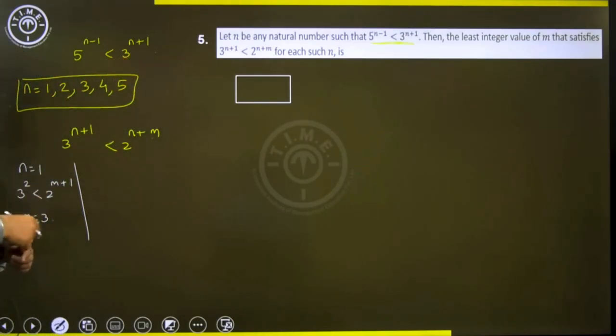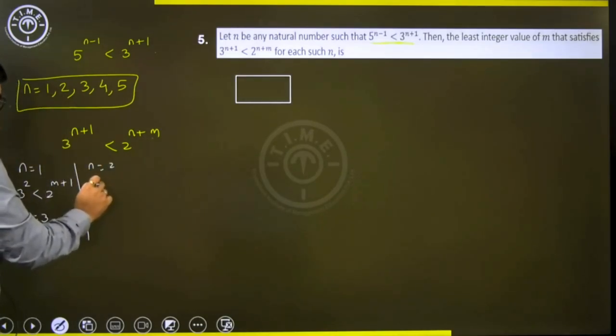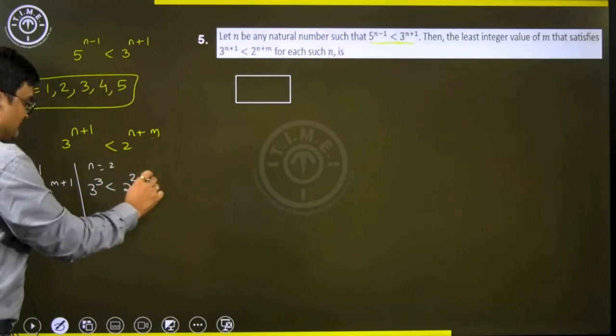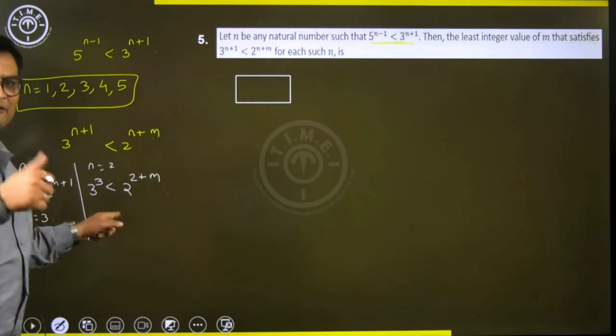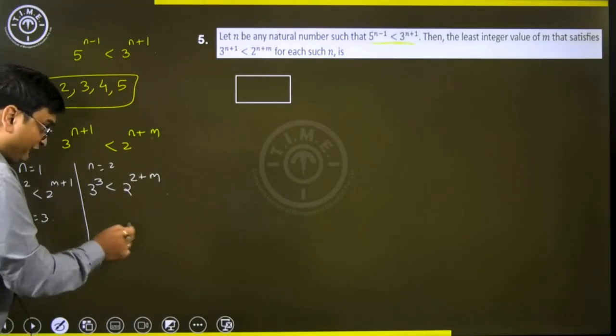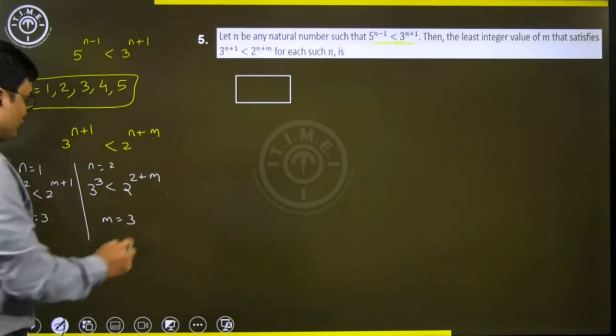But m equal to 3, will it also satisfy for n equal to 2? Let's check. If I put n equal to 2, let's see what happens here. This is 3 cube, 27. This should be less than 2 to the power 2 plus m. So some power of 2 should be greater than 27. What is that power of 2? 32, 2 power 5. So m plus 2 should be 5. That means m is 3. Yes, it's satisfying. So m equal to 3 seems to be working.